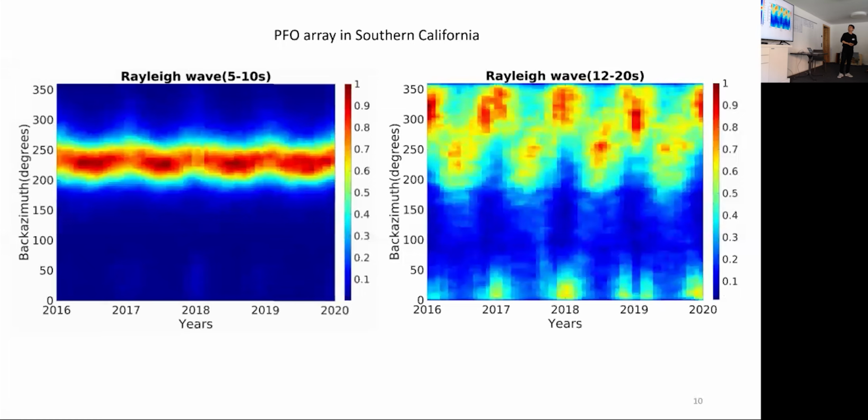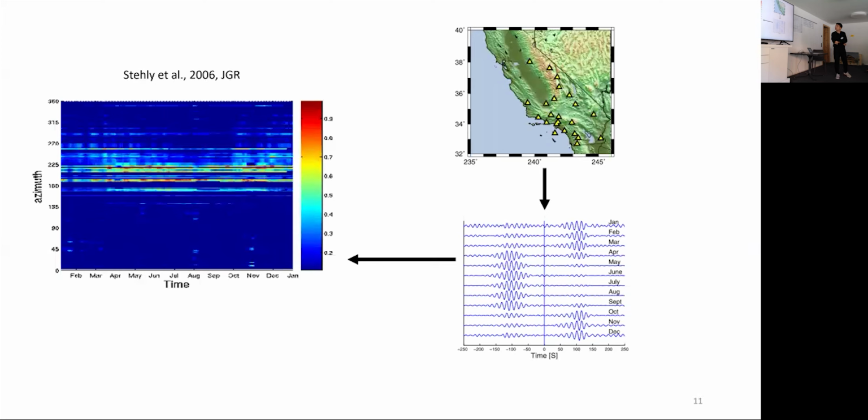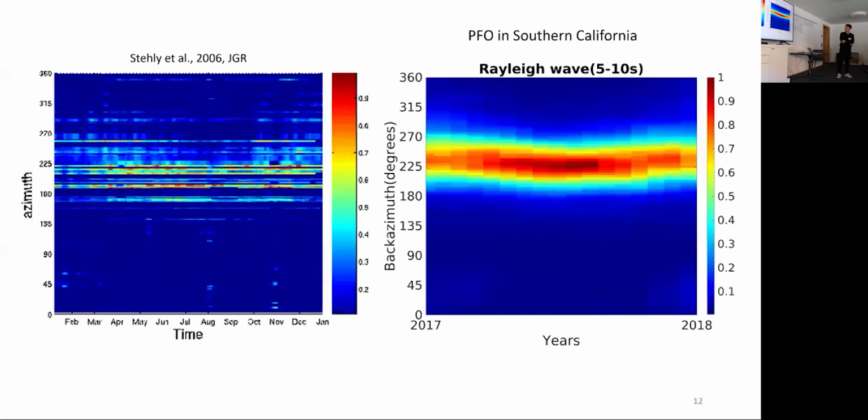We use a single 6C seismometer to estimate the noise source direction, and we can do a comparison. This other method uses a large seismic array in Southern California. The first step is to compute the cross-correlation function, like in this figure, and use the cross-correlation function waveform to do the noise source direction estimation. And we compare the first year, the one year of data.